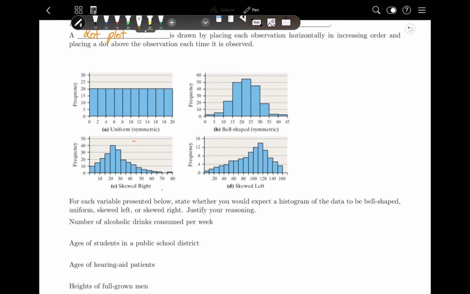Another thing we like to talk about with data like this is the idea of symmetric versus skew. There are basically two different ways that a graph can be symmetric: to be uniform, in other words, when the graph basically makes a rectangle and all the bars are the same height, or to be bell-shaped, having a hump in the middle that basically makes a bell. Those are both symmetric. The other options are to be skewed right or skewed left. Skewed right simply means that there are larger data values pulling out the tail on the right, so the tail on the right is longer.